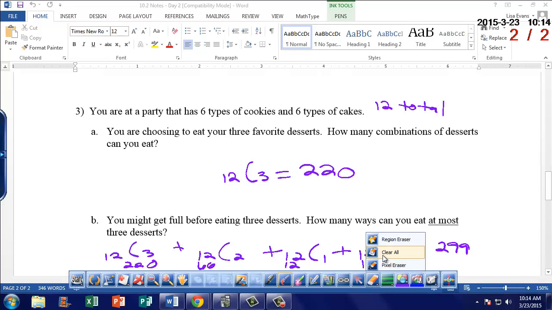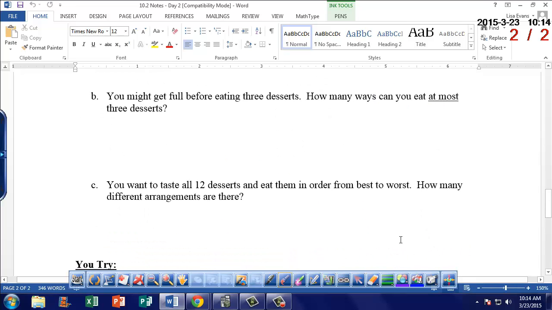Okay, last question. You want to taste all 12 desserts and eat them in order from best to worst. How many different arrangements are there? When I'm talking about arranging all of my possibilities, I have 12 desserts. I'm going to taste all 12 desserts. All it is, 12 factorial. So remember, factorial means arrangement. That's 479 million.